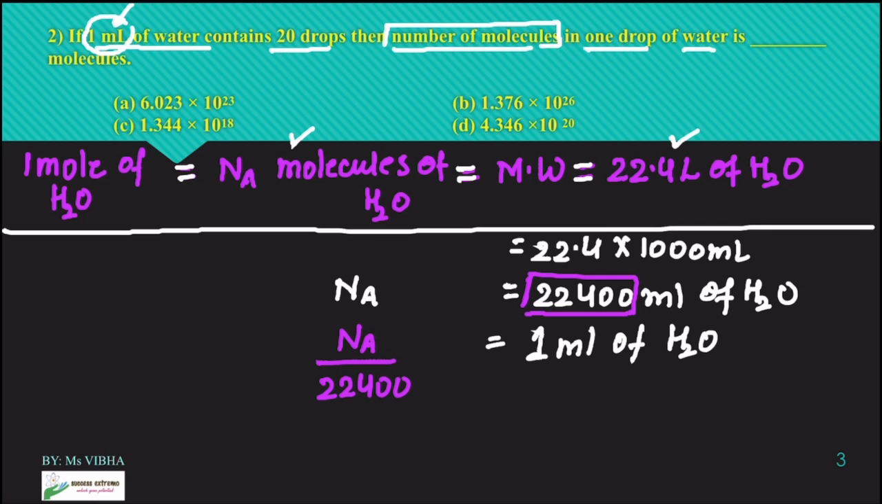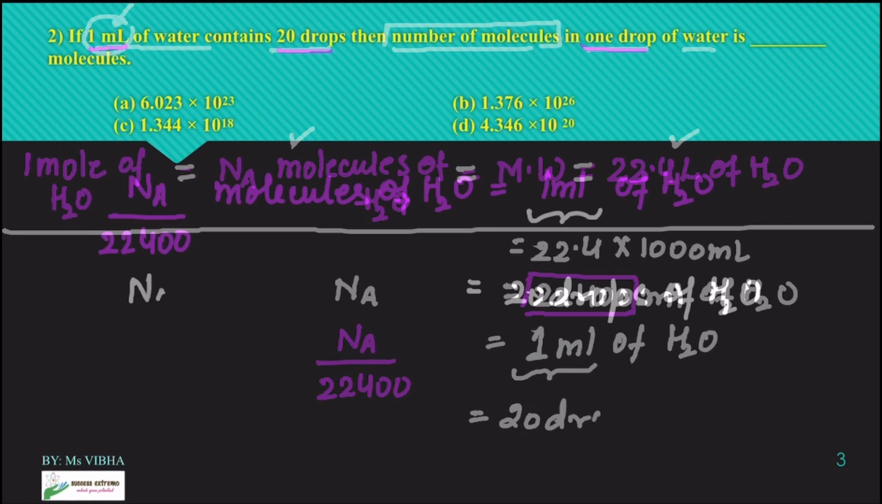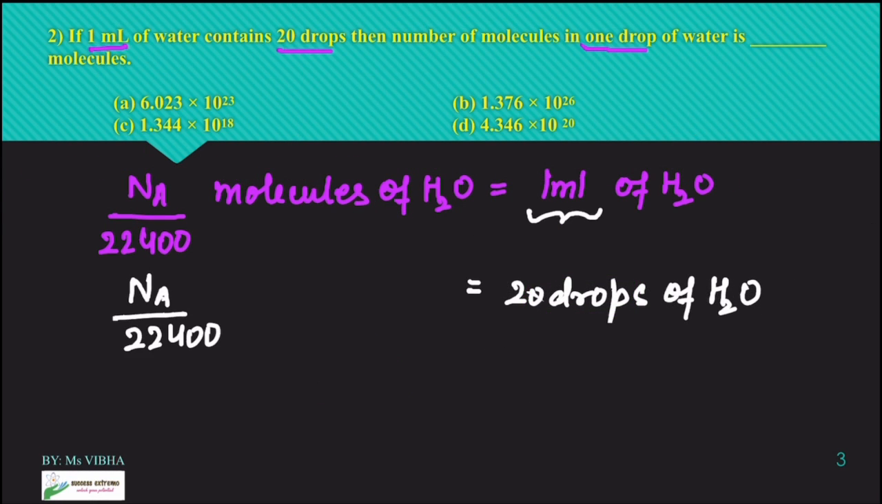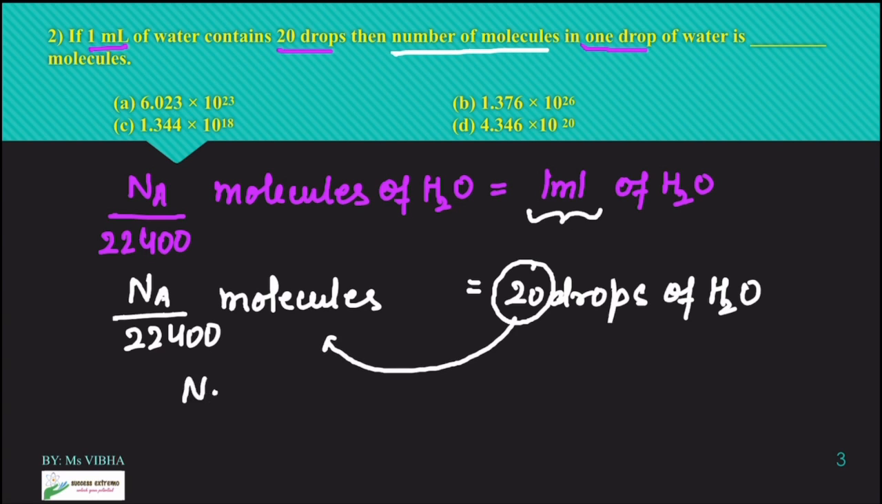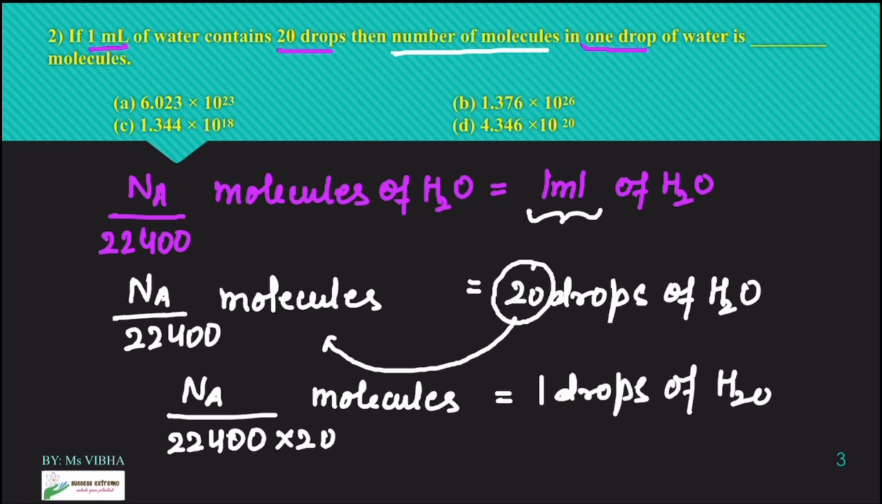Now it says that 1 ml of the water contains 20 drops. So this 1 ml is nothing but equal to 20 drops of water, Na by 22400 molecules. To calculate the number of molecules in 1 drop, we have to take 20 to the other side, and the answer is Na upon 22400 into 20 molecules of water. After calculating and putting the value of Na, we get the answer 1.344 into 10 raised to power 18 molecules. So the answer is C part.